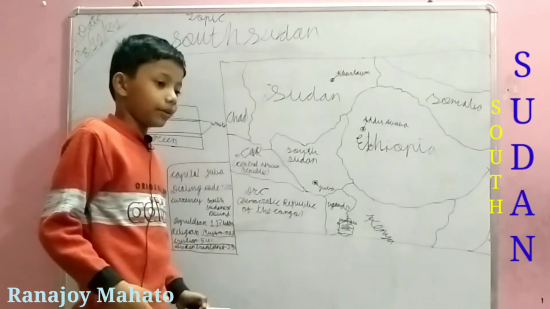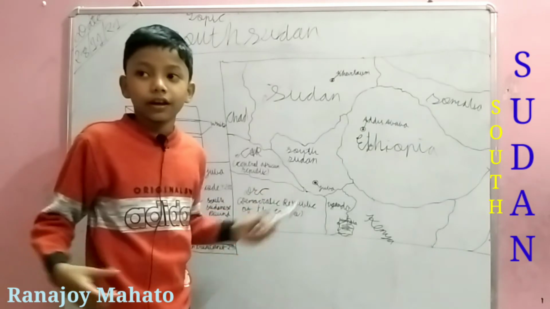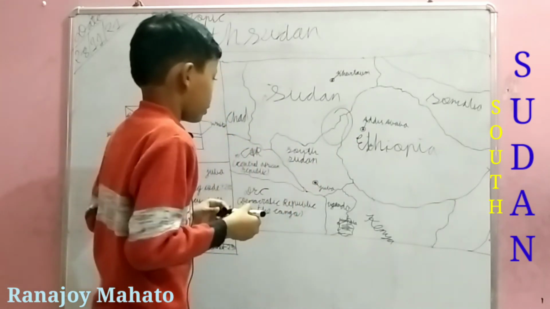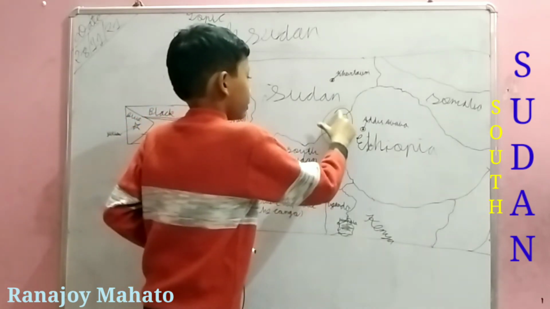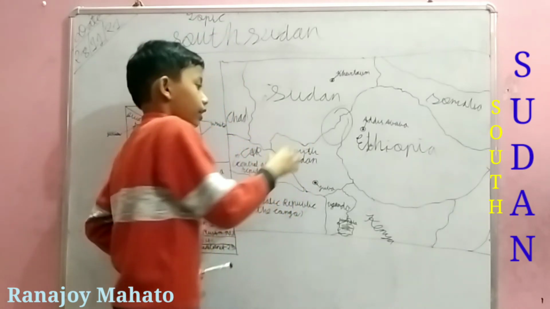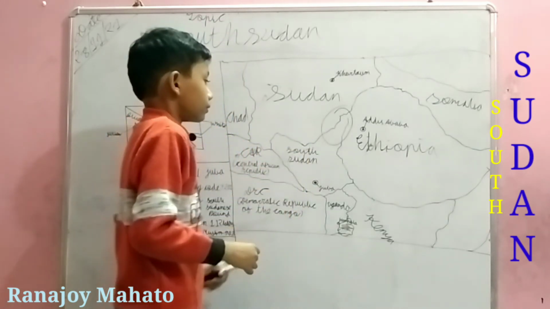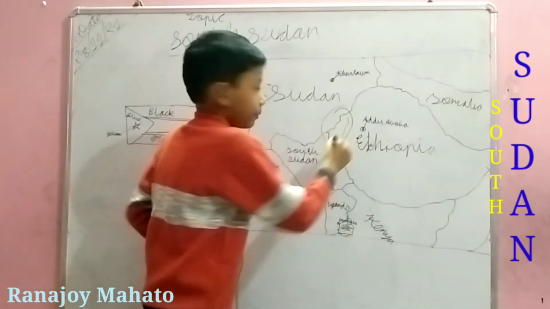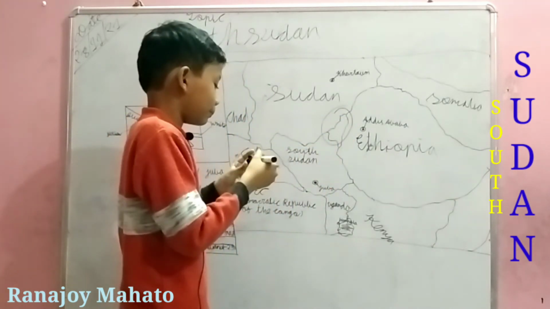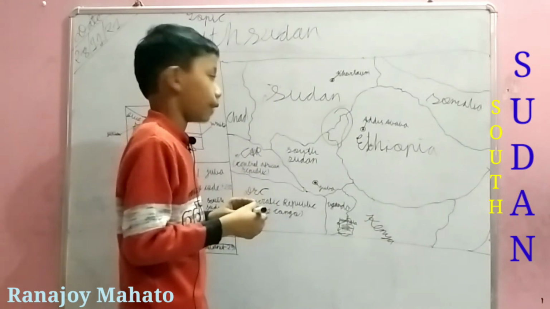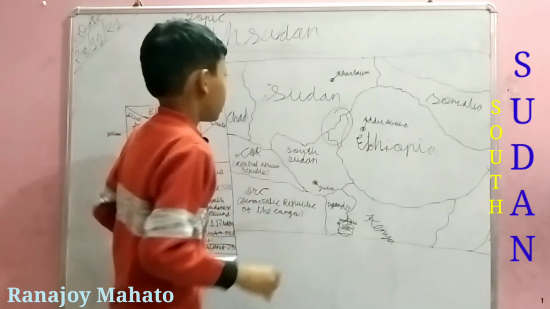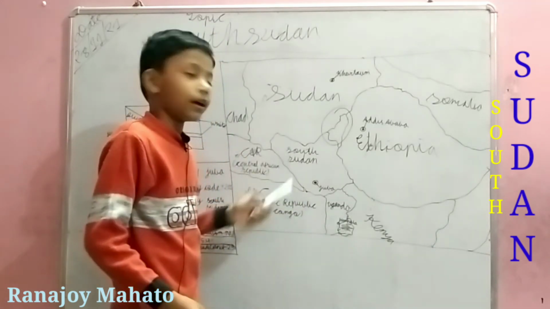And how many panhandles are there in South Sudan? You can see one right here. Also there are people right here on this panhandle. And the panhandle borders Sudan and Ethiopia. If the panhandle was a separate country, then it would border Sudan and Ethiopia, and also the country we are talking about, South Sudan.